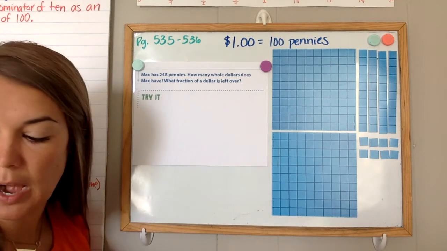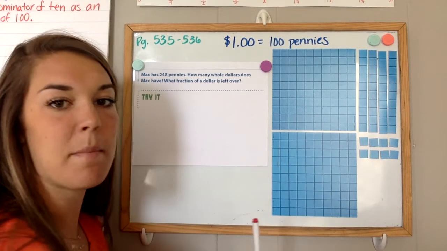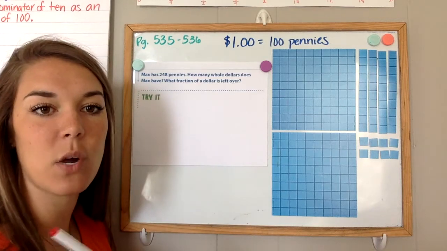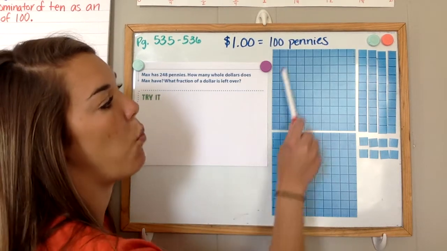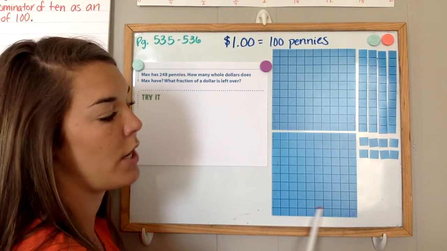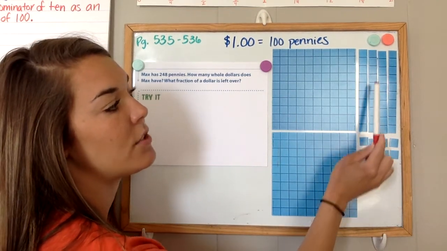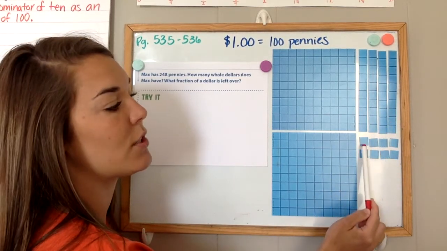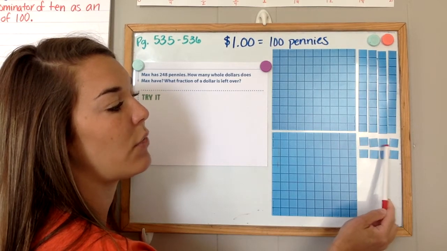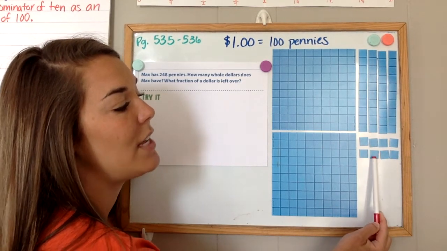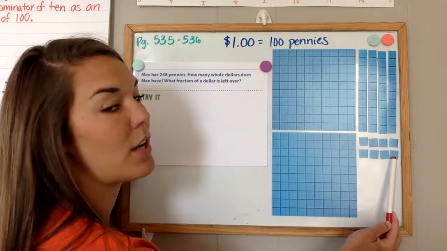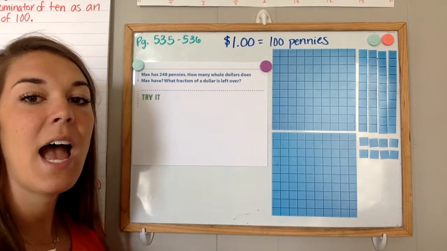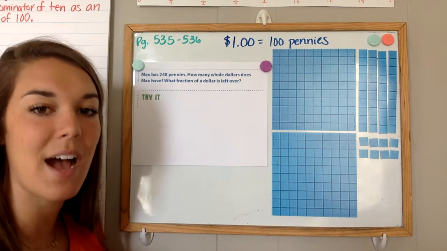So to help us think of this problem, I used my magnets to make 248, right? I'm going to just double check and make sure I have 248 here. So I have 100, 200, 210, 220, 230, 240, 241, 242, 243, 244, 245, 246, 247, 248. Okay? This is showing 248. It's asking how many whole dollars does Max have?